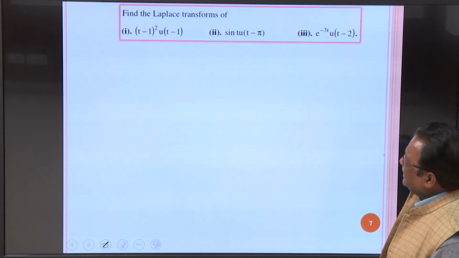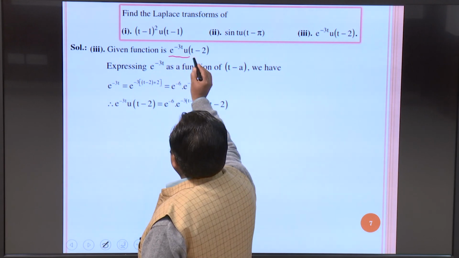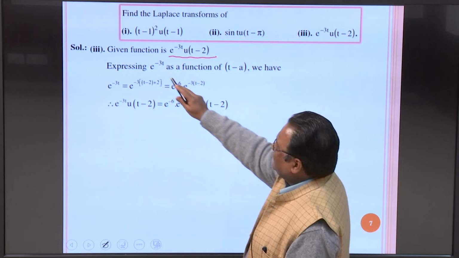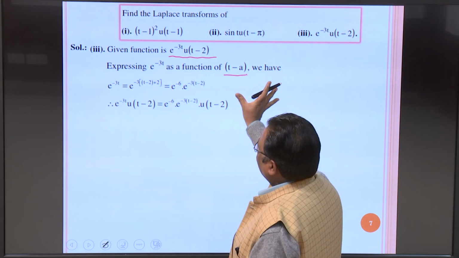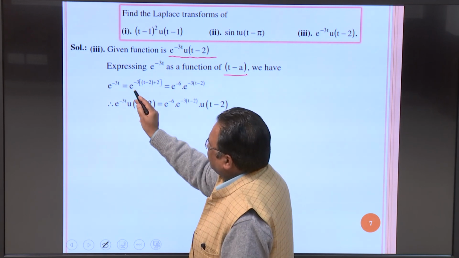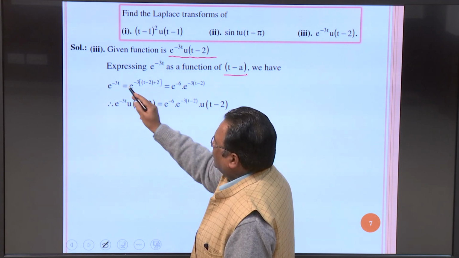Okay, so in the third part, the given function is e raised to power minus 3t u t minus 2. Express e raised to power minus 3t as a function of t minus a. So see, how do we write it? e raised to power minus 3t can be written as e raised to power minus 3 times t minus 2 plus 2. The 2 cancels and the same result comes.